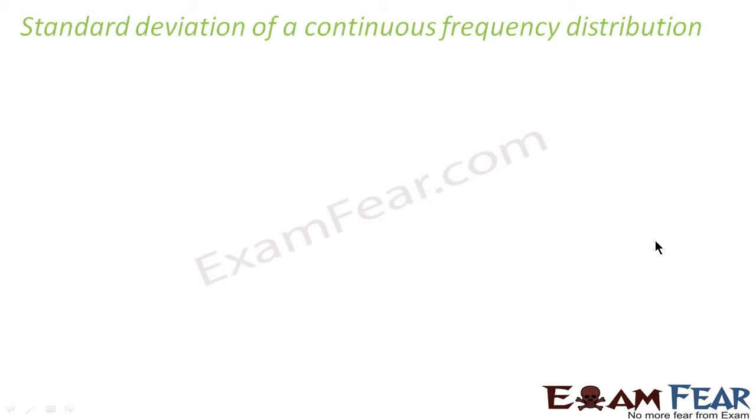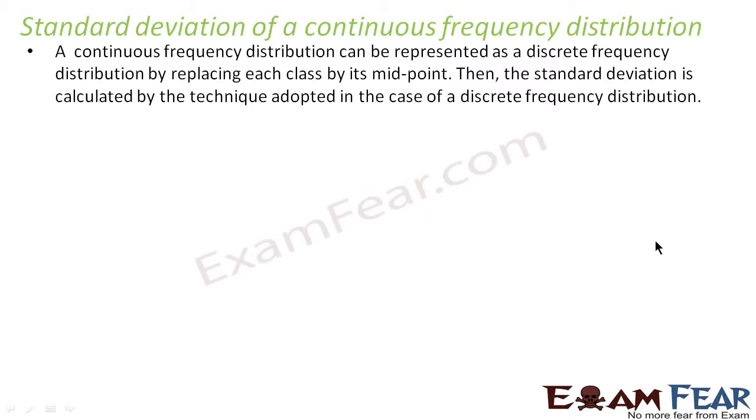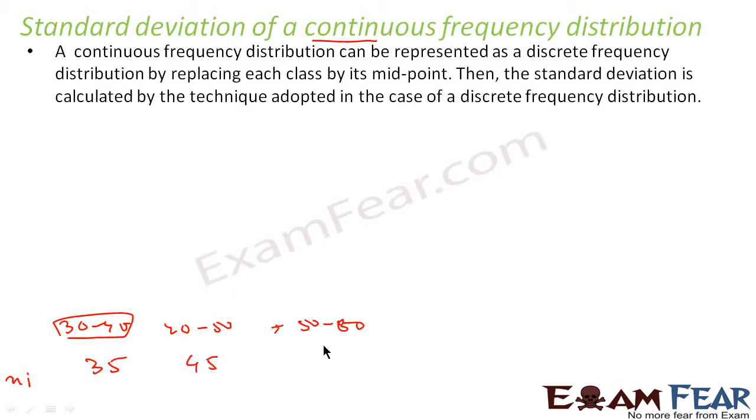Division of a continuous frequency distribution. This case is similar to the discrete frequency distribution. The only difference is that here you have class intervals. For example, the class 30 to 40, then 40 to 50, 50 to 60. Instead of the class, we take xi as the midpoint: 30 plus 40 by 2 is 35, 40 plus 50 by 2 is 45, 50 plus 60 by 2 is 55. So like this, we take the midpoints.